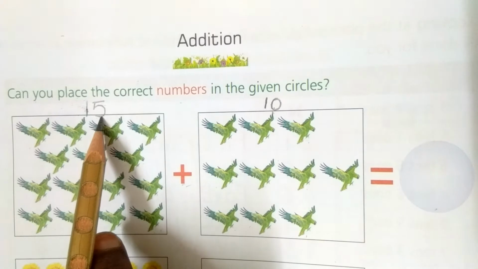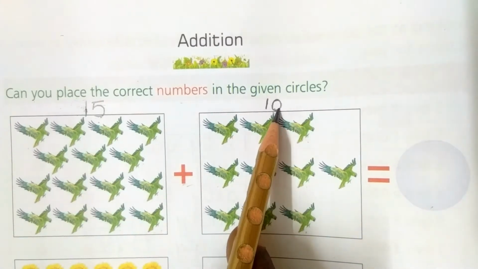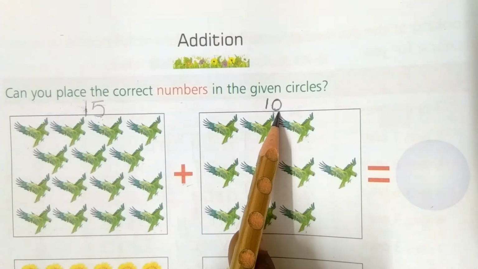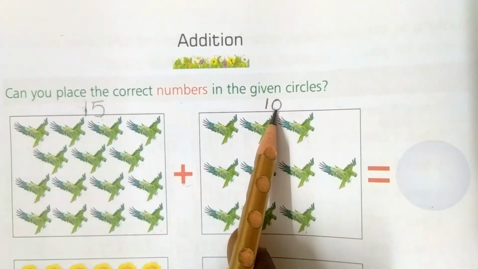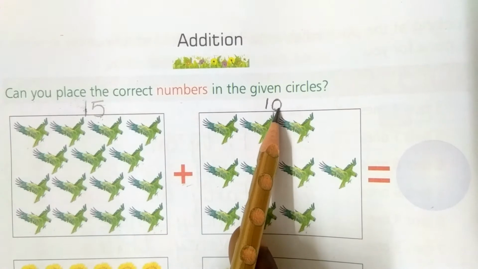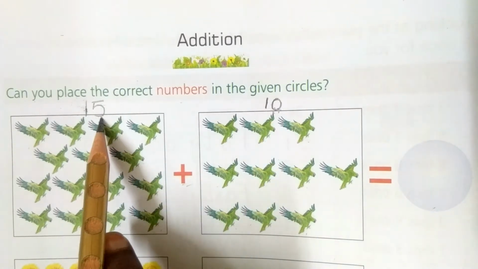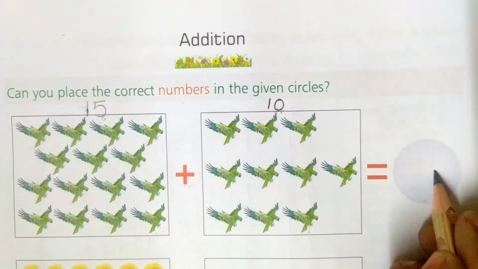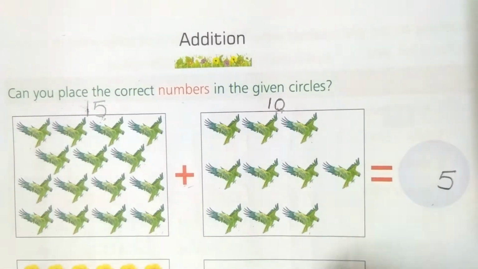See, children. This is ones place. In ones place, 5 and 0 are there. So, 0 means nothing. Yes, 0 means nothing. So, 5 comes down. So, in ones place, what is the number here? 5. So, write down first 5.